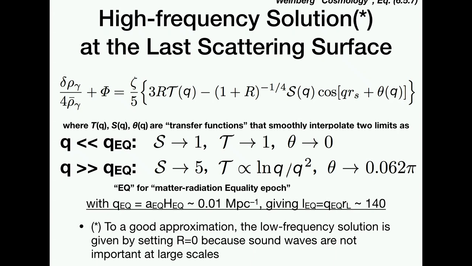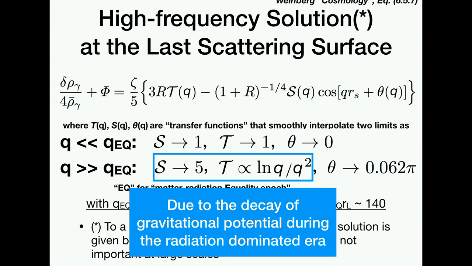All right, let's take a limit. Now, it looks like the amplitude of oscillations somehow increases by a big factor from the low frequency limit to the high frequency limit. That's because the gravitational potential decays during the radiation era. So when perturbations enter the horizon, the gravitational potential decays, and these gravitational effects boost the temperature fluctuations by a factor of 5. So that's going to be very important later.